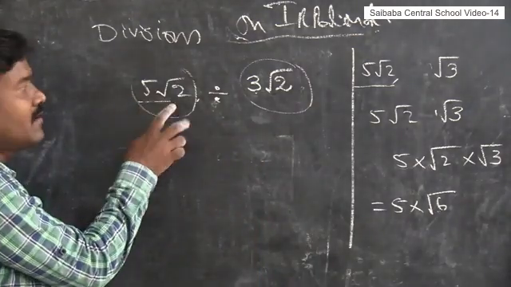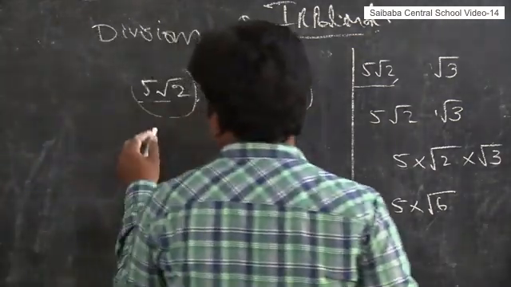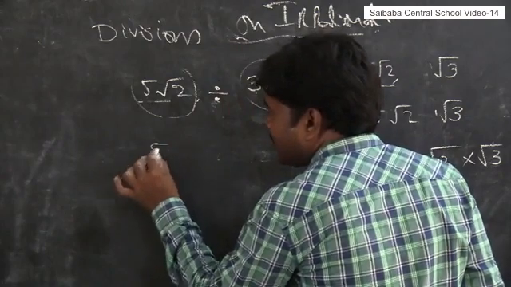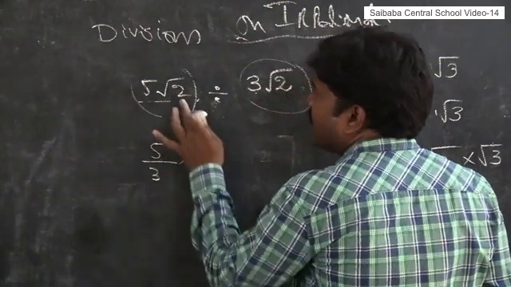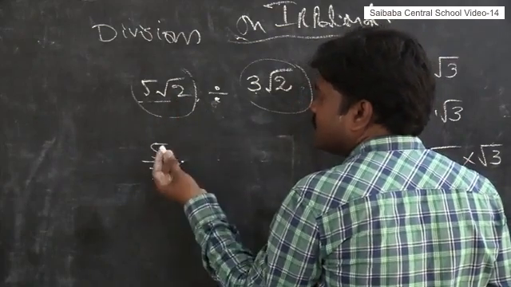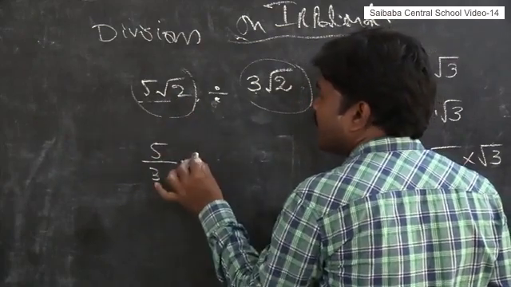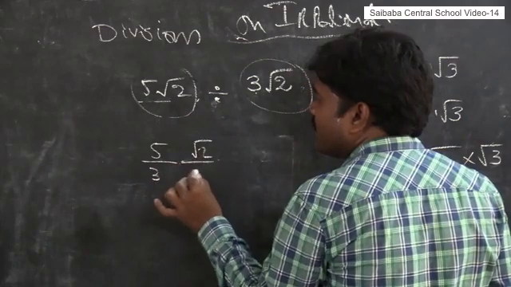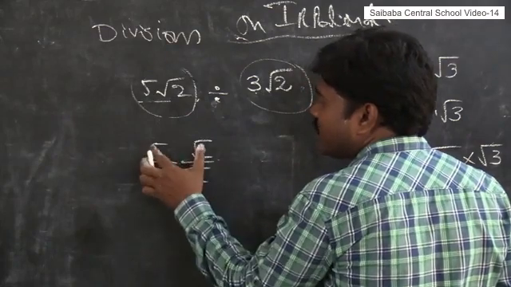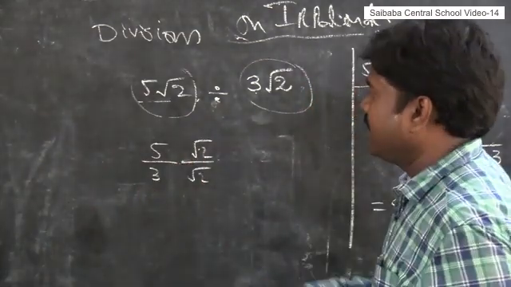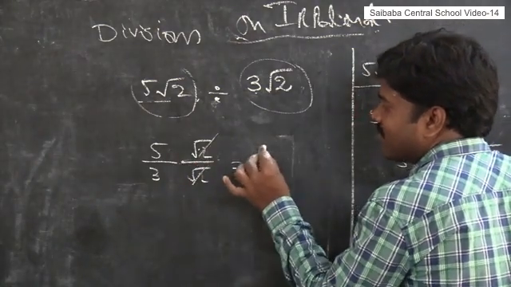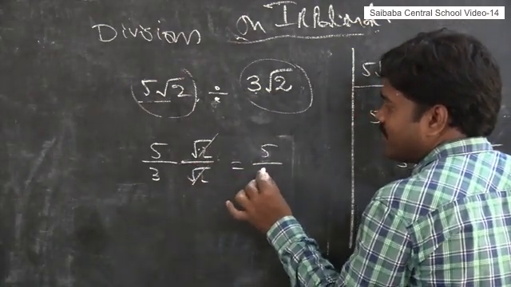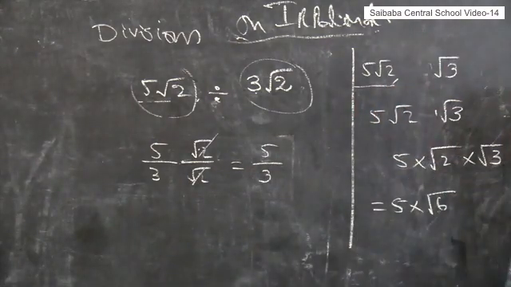Then rational parts, 5 with 3. Take 5 by 3. I am using dot or into, no problem. Root 2 by root 2 for the irrational part, or we can take like that, 5 root 2 by 3 root 2. Division only, no? Here root 2 cancels. What is your answer? 5 by 3 is the answer.